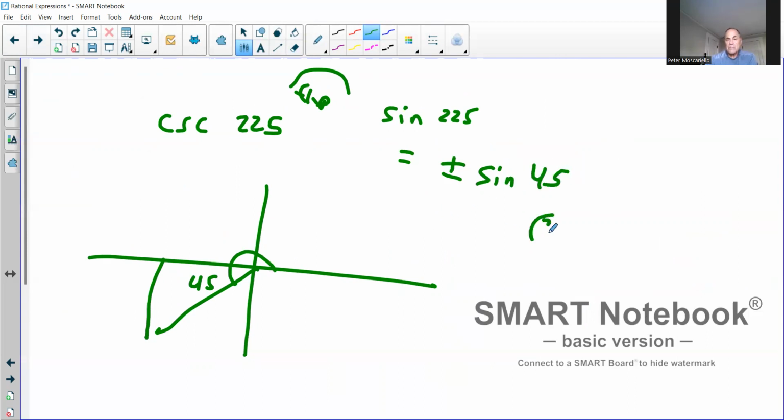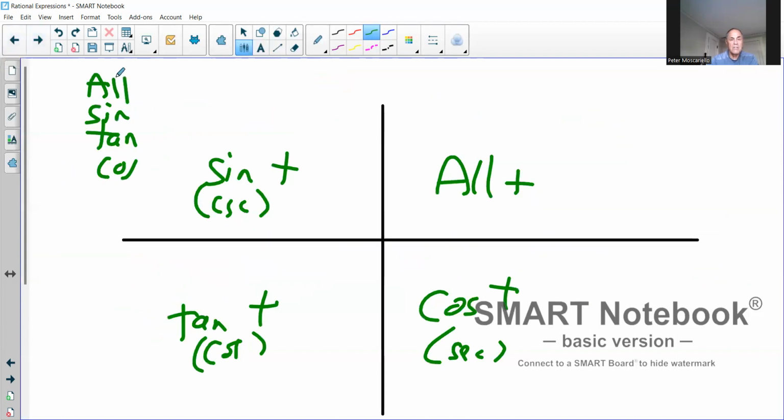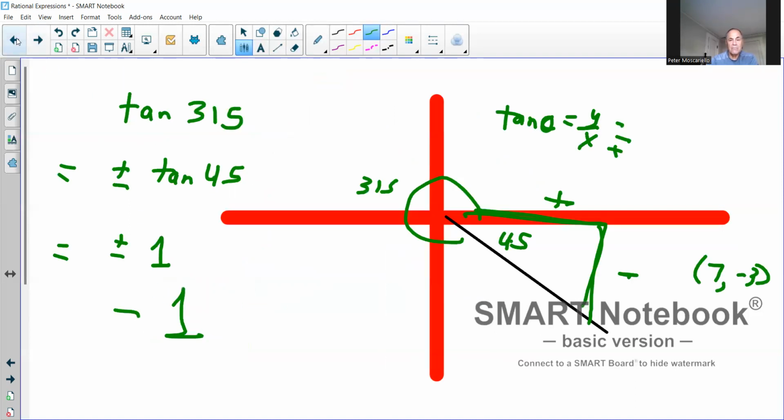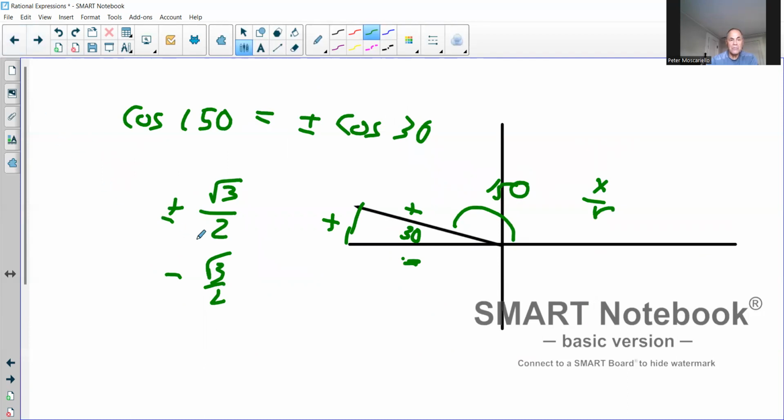Sine 45 is square root of 2 over 2. Is it plus or minus? In quadrant 3, sine is negative. Well, again, it's a negative y, a positive x, and a positive hypotenuse. Y over r is a negative over positive, it's negative. Or if you do all sin tan cos, in quadrant 3, only tan's positive, so that means sine is negative.